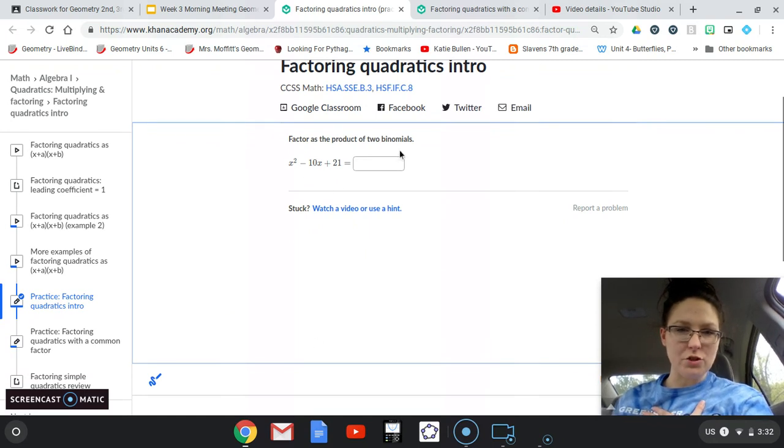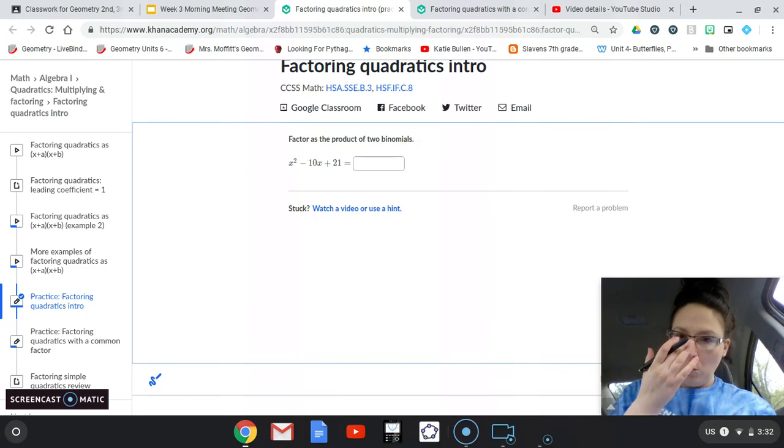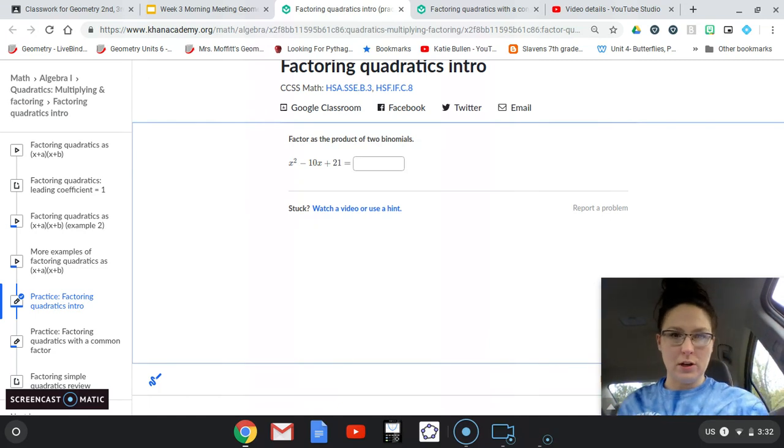Factor as the product of 2 binomials. So this is like going the other way from what we were doing on the IXL in the first activity. So we're trying to find the 2 binomials that are going to multiply to give us this trinomial, x squared minus 10x plus 21.